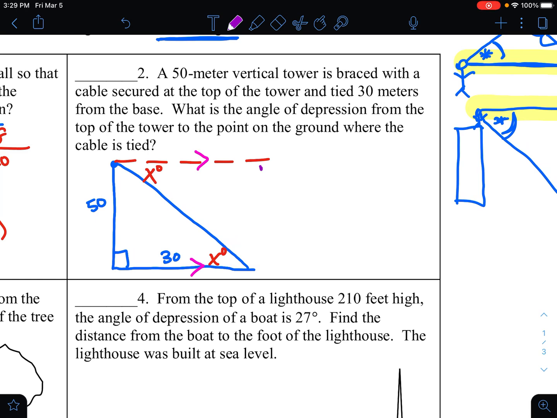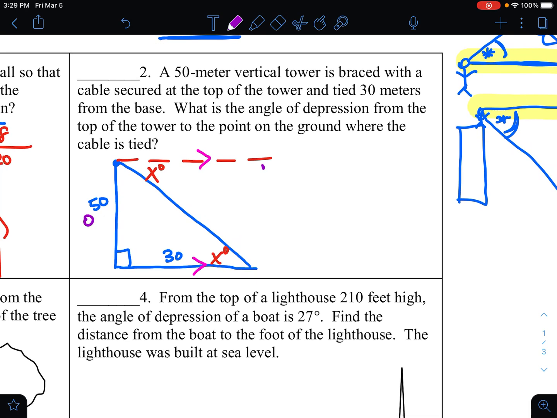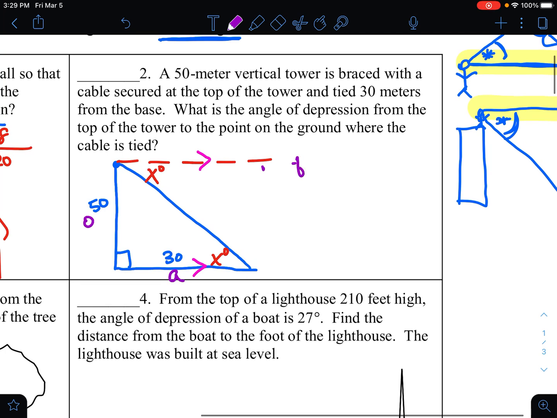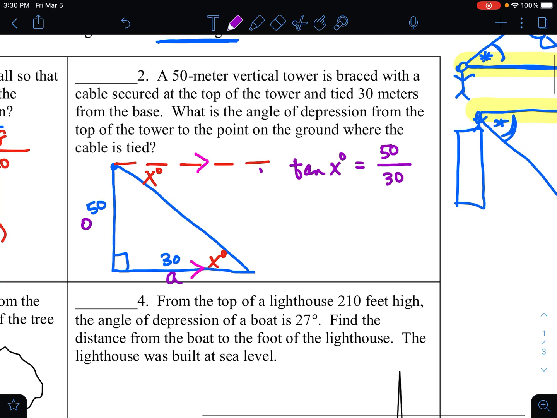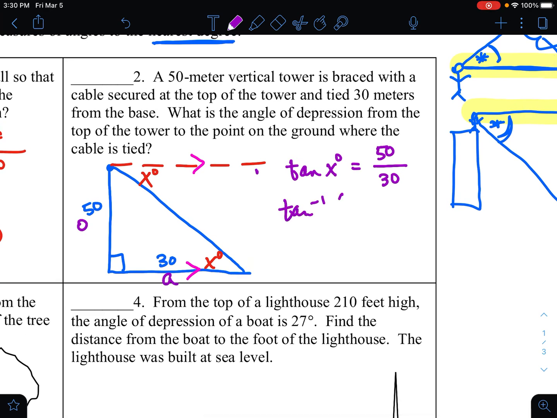So here you're going to do SOHCAHTOA. So we have our opposite. This is our adjacent. So then that is a tangent. So the tangent of x degrees is equal to opposite 50 over adjacent. So in order to actually find the degree measure, this is when we need the inverse tangent. Okay, so you're going to just type that into your calculator, round to the nearest tenth. So inverse tangent of 50 divided by 30 is 59.036, and I'm just rounding to the nearest whole number, so I get 59.